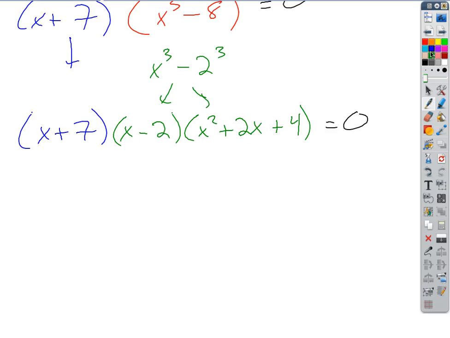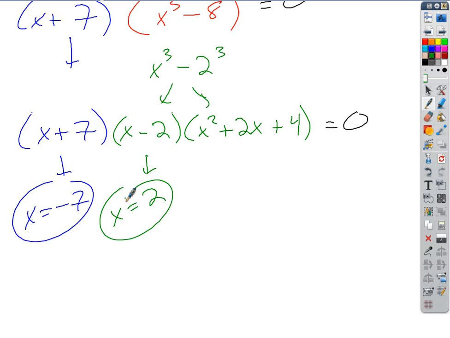Now, what are our zeros going to be? You already told me that one is -7. What's this one? Now, what about the zeros of that one? Anybody tell me about that?